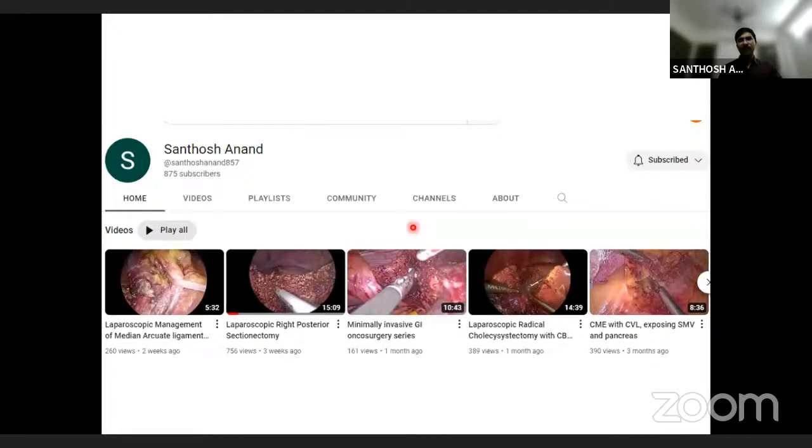Critical view of safety. One option: the segment is seen between the window when the gallbladder is retracted laterally. What we see is segment 5 on the lateral side. When it is reflected to the medial side, what we see is segment 4B.